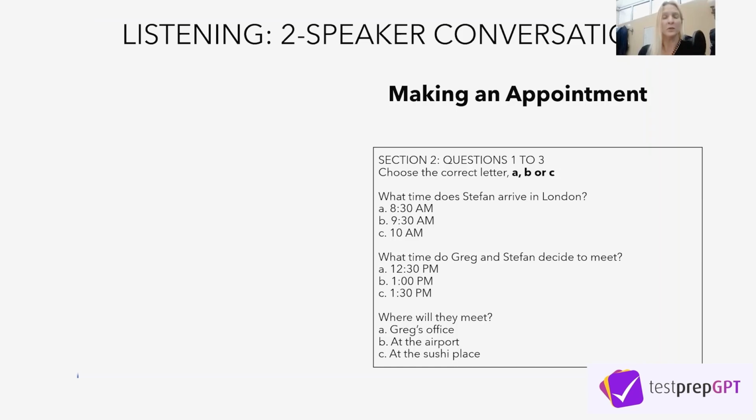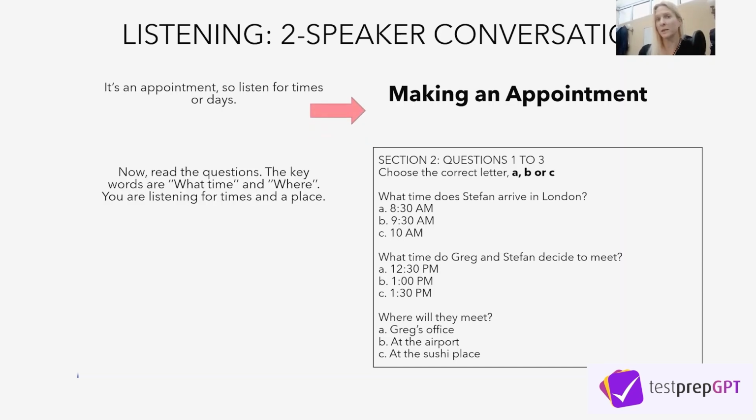So questions 1 to 3, choose the correct answers A, B, or C. What time does Stefan arrive in London? So it's an appointment. We're looking for a time or maybe a day. Now, when we read the question, we see the words what time. So we're looking for a time. And number 2, it's also a time.